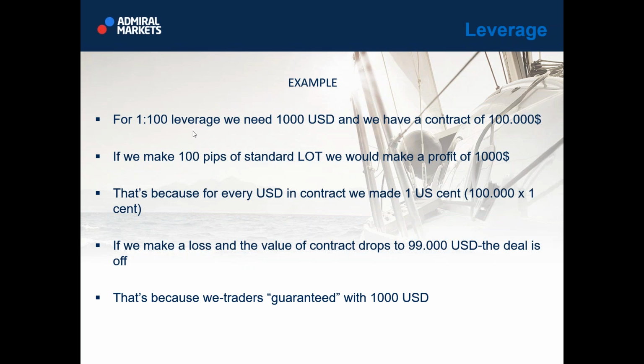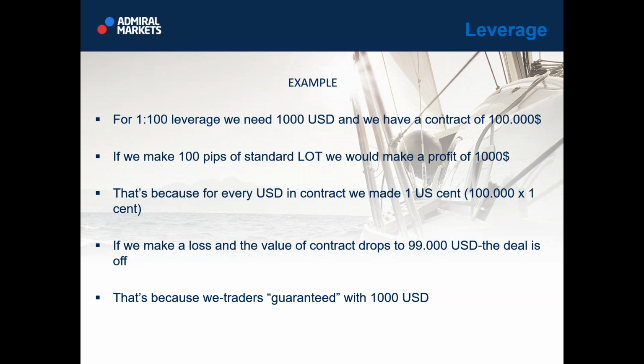For example, for 1 to 100 leverage, we need $1,000, and then we have a contract of $100,000. Of course, for people who deposit $100,000, they do not need any leverage. Leverage is usually used for people who trade below $100,000 of real money. So if you want to trade $100,000, you need to use 1 to 100 leverage. For example, you have $100, and in order to trade as if you had 100,000, then you need to use 1 to 100 leverage. For people who deposit $100,000, let's talk in dollars, they don't have any leverage, so they are trading without any leverage. So if you make 100 pip of a standard lot, that means that you would make a profit of $1,000.